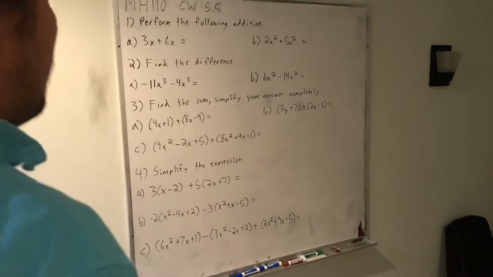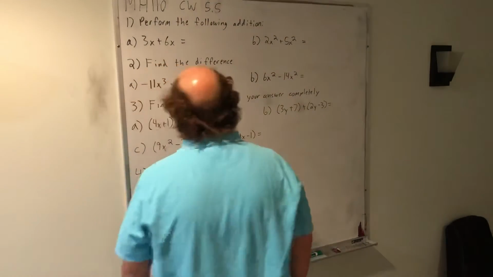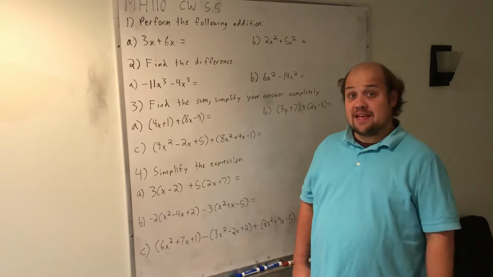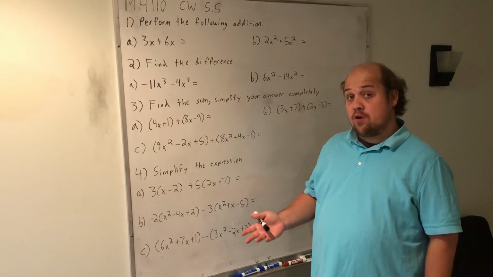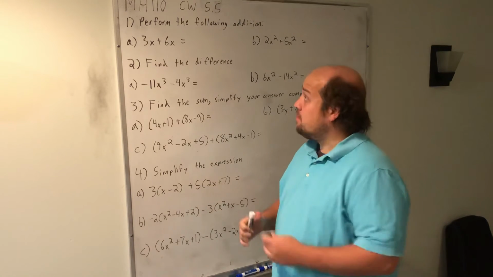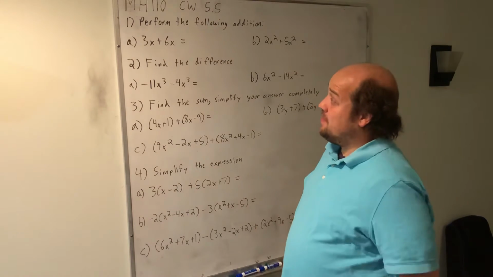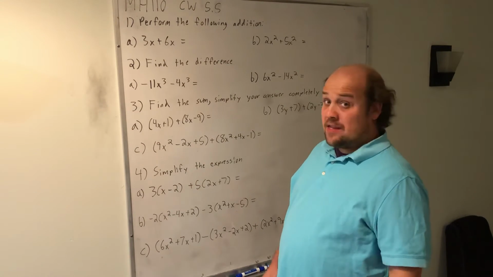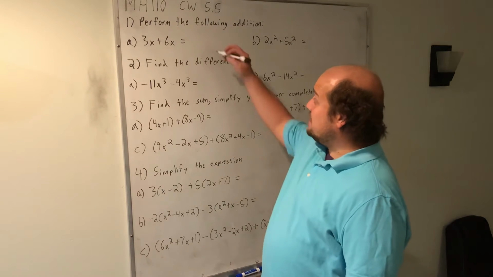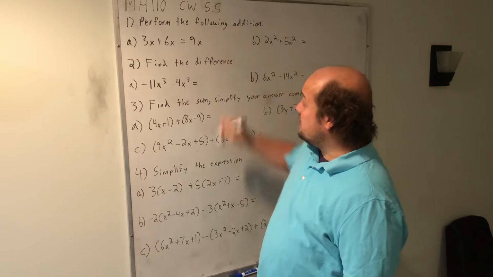In this classwork, we're going to be adding like terms, also subtracting at times. Basically, we just need to make sure if we're putting anything together, it has the same power of the same variable. So when I look at the first problem, part A, it tells me that I'm combining 3x and 6x. They both have the single power of x, so they can be combined.